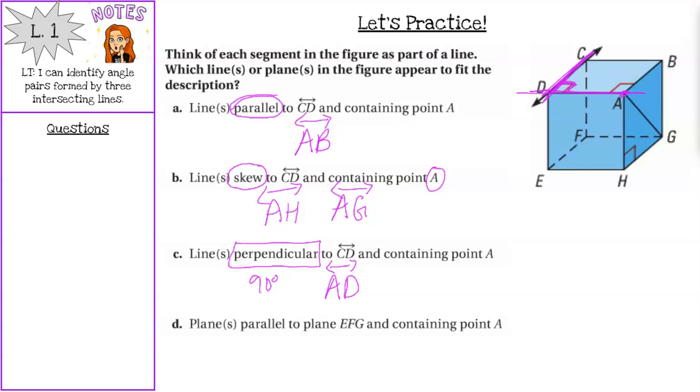And then planes parallel to plane EFG containing point A. So this is the plane down here on the bottom. Planes that are parallel just means they don't intersect. So this plane up here would be the plane that does not intersect with the bottom plane. So it would be plane ABC, and it contains point A.